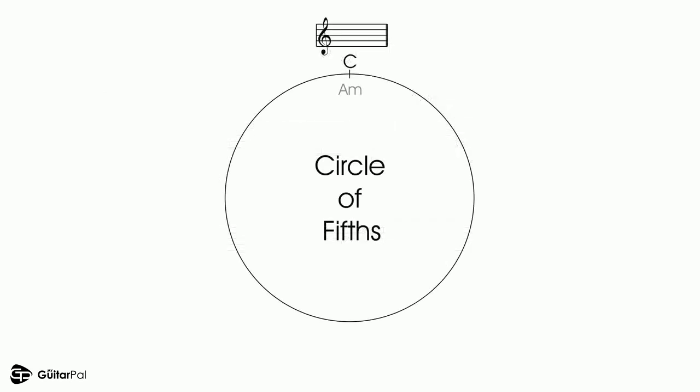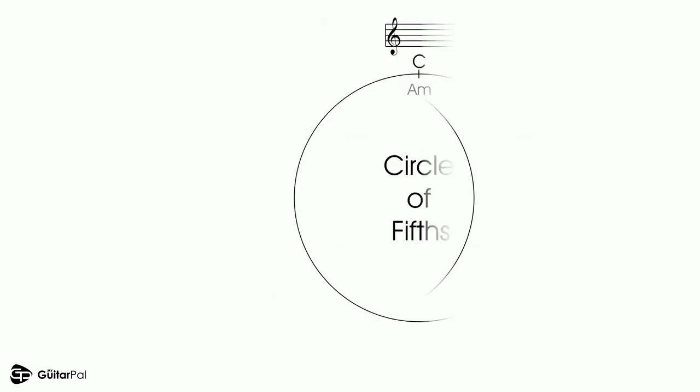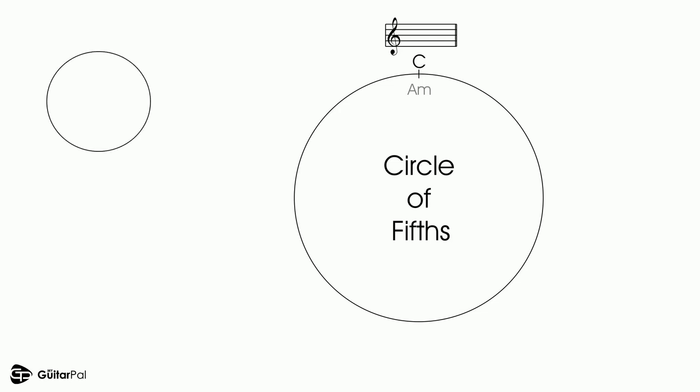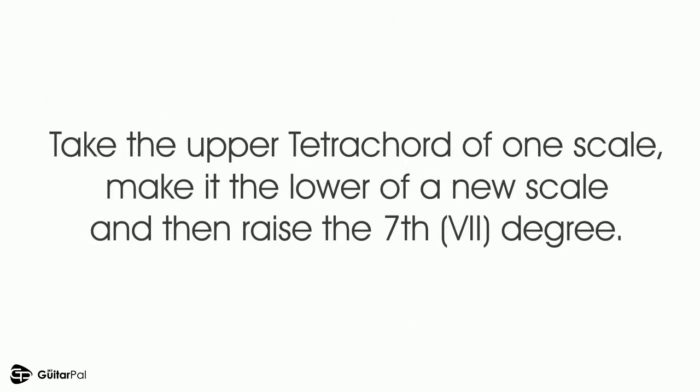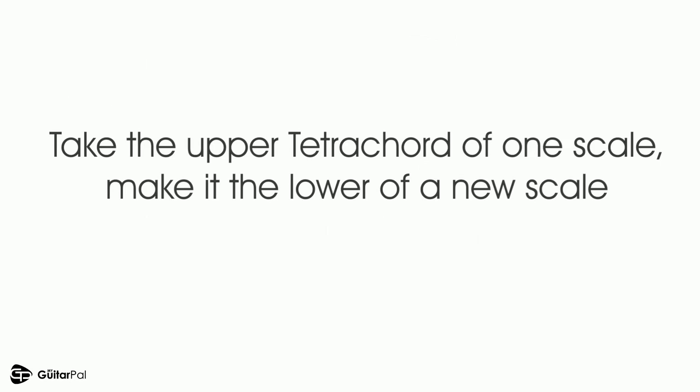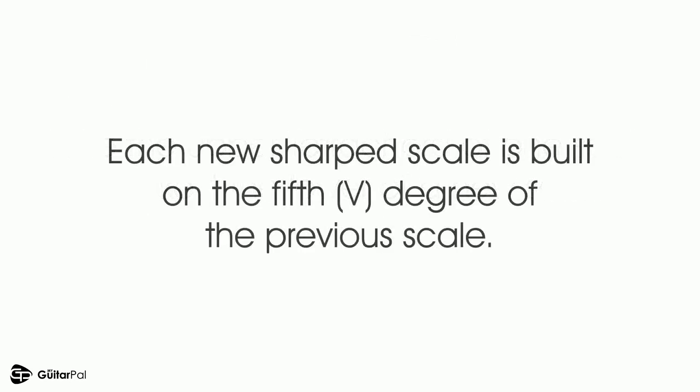Let's move our circle of fifths chart over to the right of the page in order to make room for a work area where we will lay out all of the natural notes of the C major scale forwards through the musical alphabet in a clockwise fashion. This is where we will figure out the sequence of sharps. Remember the tetrachord sharp scale statement? Let's rephrase the first part of that statement with the following directive. Each new sharp scale is built on the fifth degree of the previous scale.